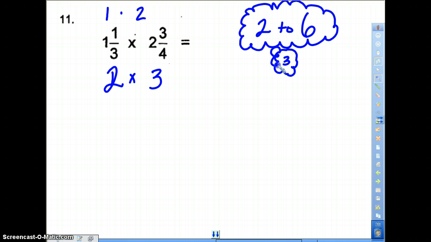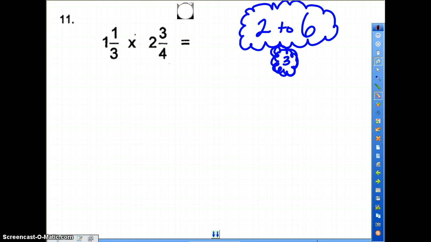I'm really thinking my answer should be somewhere around 3. All right, so let's do the math. Multiplying fractions is no problem. Tops times tops and bottoms times bottoms. And I hope you all know why that works. But if you've got mixed numbers, you've got to change them to improper first.